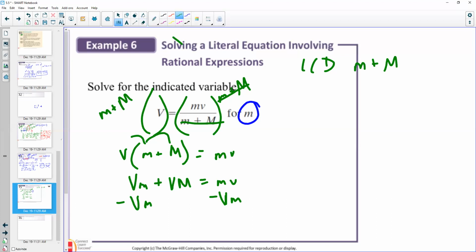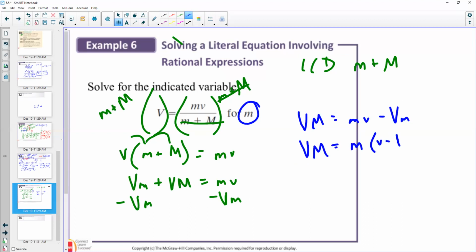All right, so I'm going to change color and move up here. So on the left, I have capital V, capital M. On the right, I have little m, little v minus capital V, little m. Do you see a common term? I do. It's a little m, right? So factor out the little m. Little v minus capital V.